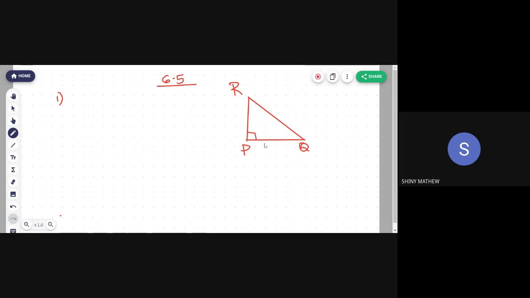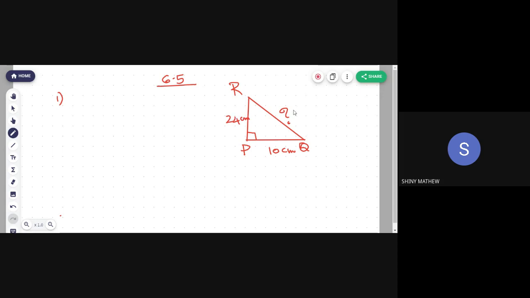Then PQ, that is 10 centimeter. This is PQ, that is 10 centimeter. And PR, 24 centimeter. This is 24 centimeter. Then find QR. We have to find this side. That means it is given that it is a right angle triangle. Two sides are given, then you can find the third side. How can we find the third side? The third side has to be greater than both the legs. Then how can you find it?